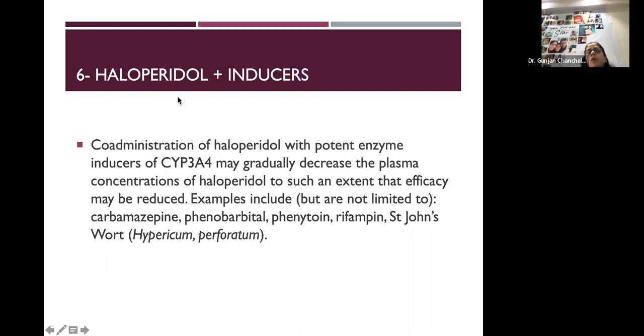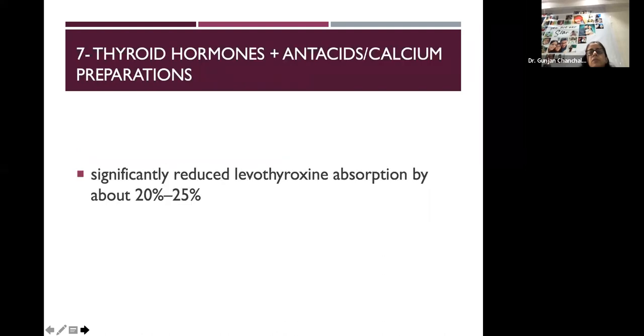Then combining haloperidol, that is the Serenace, with enzyme inducers. When we give Serenace with these enzyme inducers, the plasma concentration of haloperidol will decrease, and that is why its efficacy will reduce.